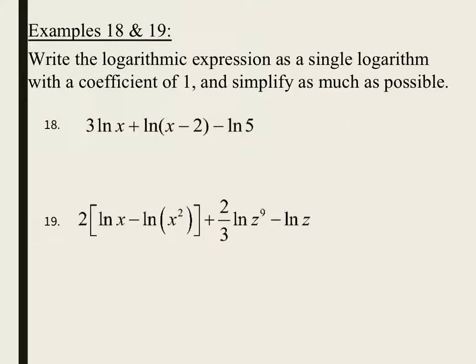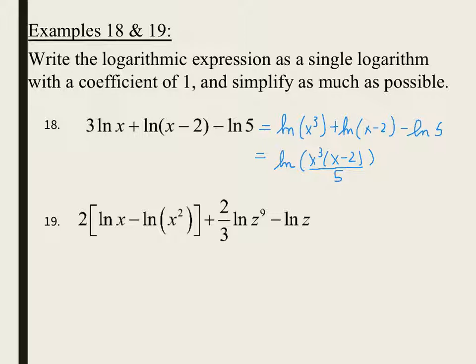So now we're again going to write the logarithmic expression as a single logarithm with a coefficient of 1 and simplify as much as possible. In this particular case, I'm going to rewrite some of this by using the power rule first. So here I have the natural log of x cubed plus the natural log of x minus 2 minus log 5. And now I see I can use the product and the quotient rule. So now I'm going to have x cubed times x minus 2 divided by 5. So all this is part of the same logarithm. Okay?